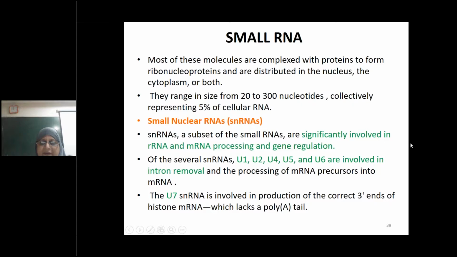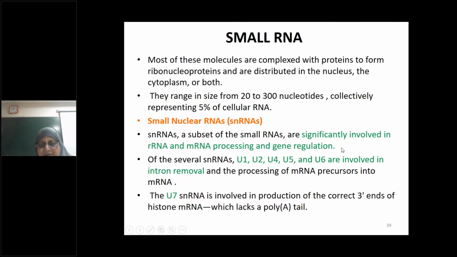Then next we have the small RNAs. Most of these molecules are complexed with proteins to form ribonucleoproteins, as we have seen in the case of lysosome, and are distributed in the nucleus, the cytoplasm, or both. These small RNAs vary in size from 20 to 300 nucleotides, and collectively they form roughly 5% of the cellular RNA. What is the function of these small RNAs? They are involved mainly in ribosomal RNA and mRNA processing, as well as in gene regulation.